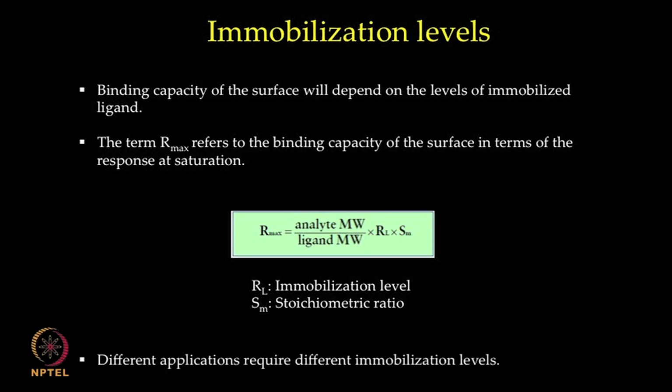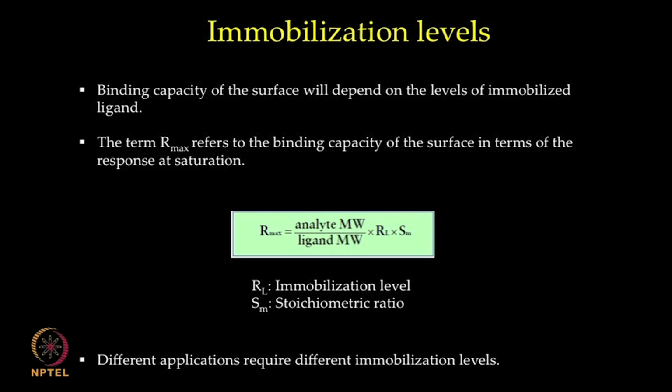A theoretical calculated Rmax is often higher than the experimentally derived Rmax for the same interaction. This could be because of several reasons, such as the ligand is not fully active or that there is steric hindrance in the interaction. Different applications may require different binding capacities and thus different immobilization levels. A low Rmax is often beneficial in kinetic analyses, while higher immobilization levels are advantageous in binding analyses and concentration measurements.